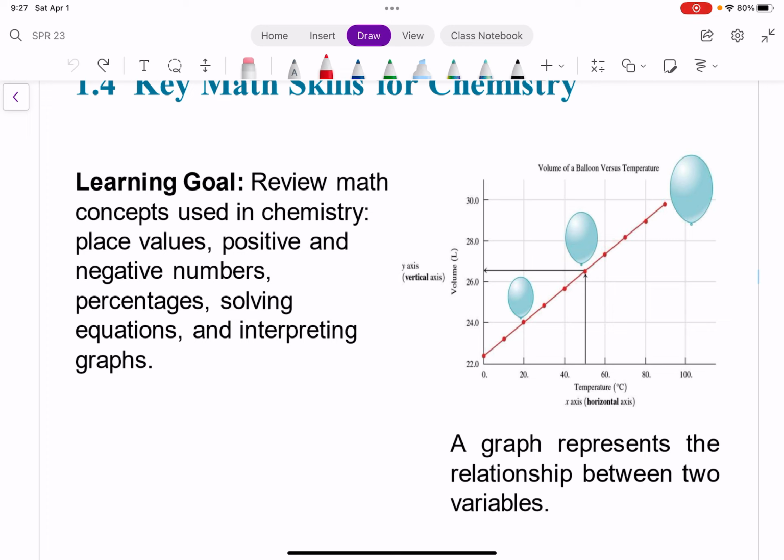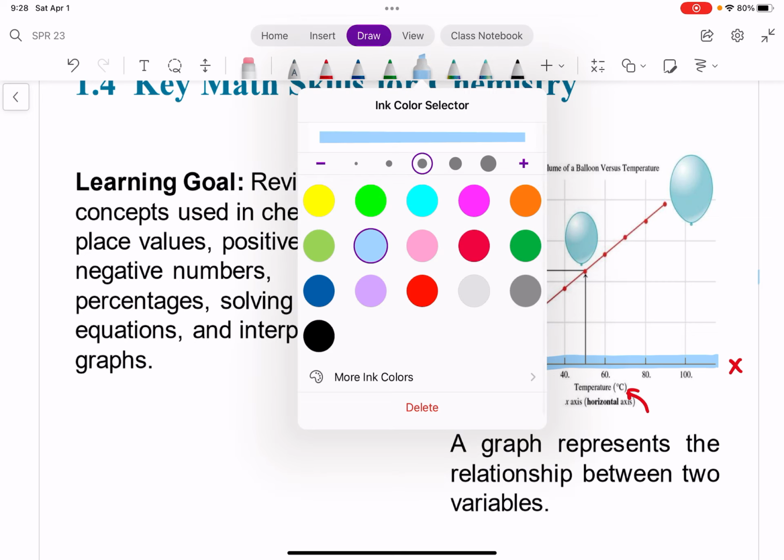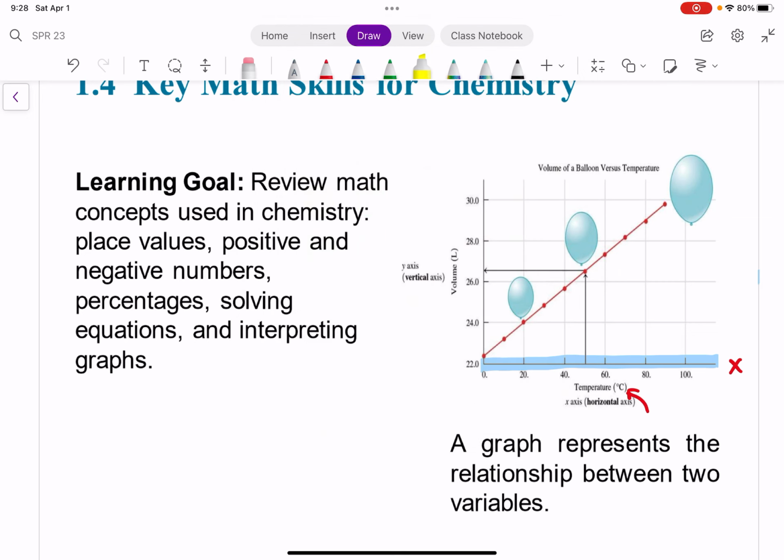So looking at this graph right here, we've got our x-axis, which is your horizontal axis, and that is measuring temperature in degrees Celsius. Units are always really important in chemistry, and we'll work with them a lot, but starting to recognize what units things are being measured in is really a good idea. And then our y-axis over here is our vertical axis, and it's measuring volume in liters.